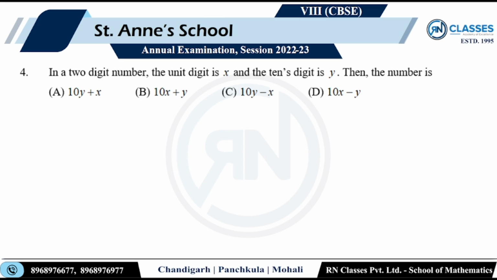This one. In a 2-digit number, the unit digit is x, tens digit is y, then the number is. This is the tens place, this is the unit place. Unit digit is x, tens digit is y. Now what will the unit digit be multiplied by? 1. And the tens digit? 10, it has the place of 10. So what will this become? 10y plus x. So 10y plus x is the right option.